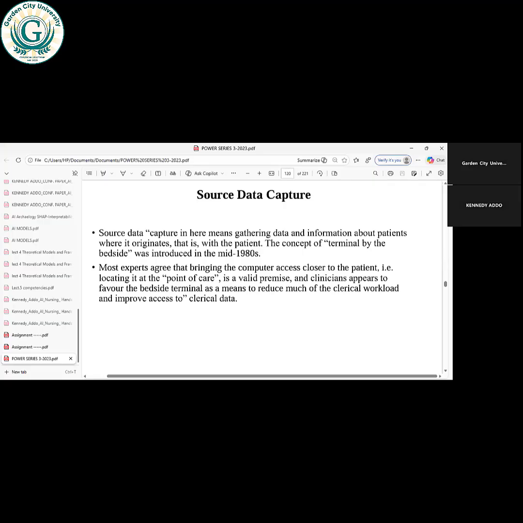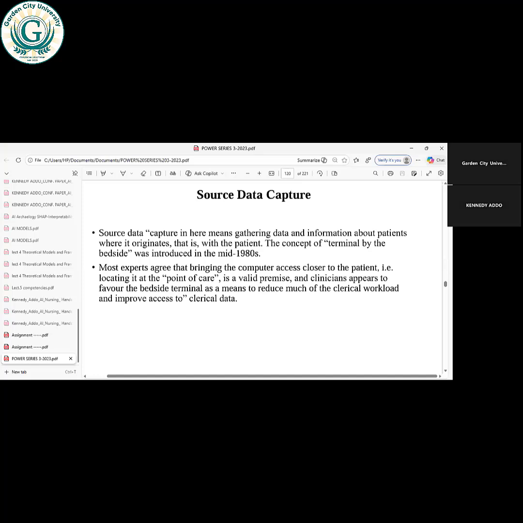Your bedside. Is it applicable in a local context here? It is highly possible. So we just have to learn to see how we can also improve the things we do. Most experts agree that bringing the computer access closer to the patient, locating it at the point of care, is a valid premise, and clinicians appear to favor bedside computing.